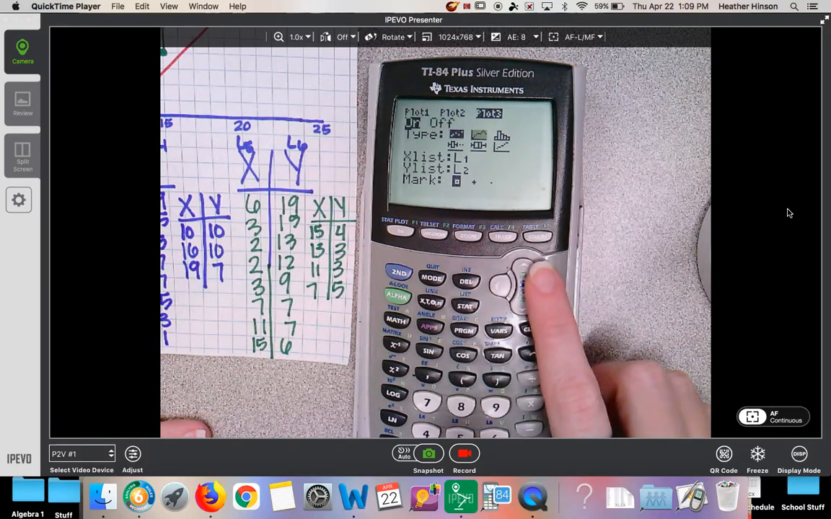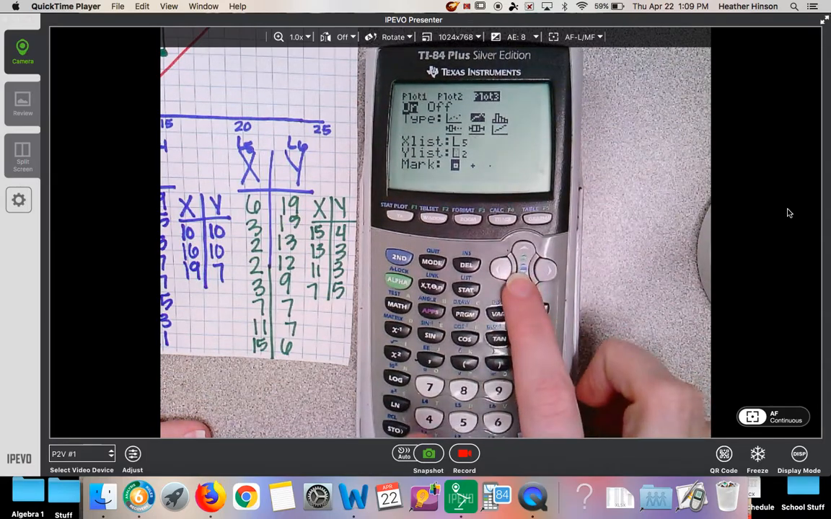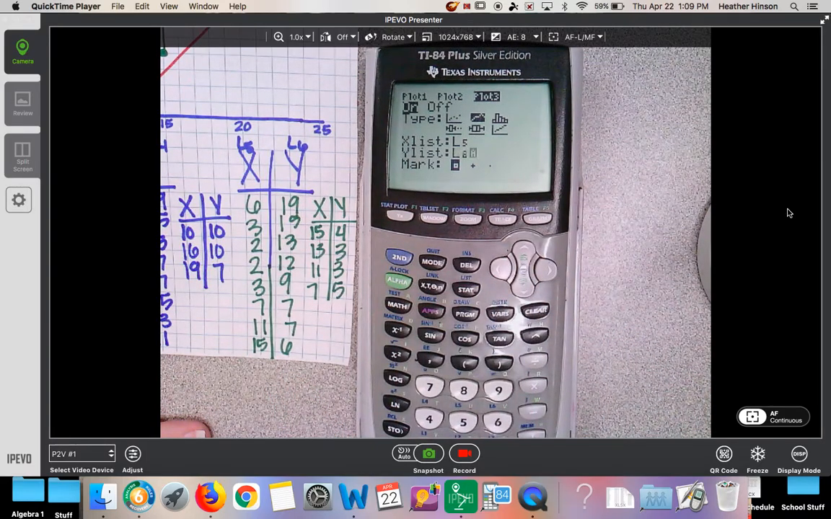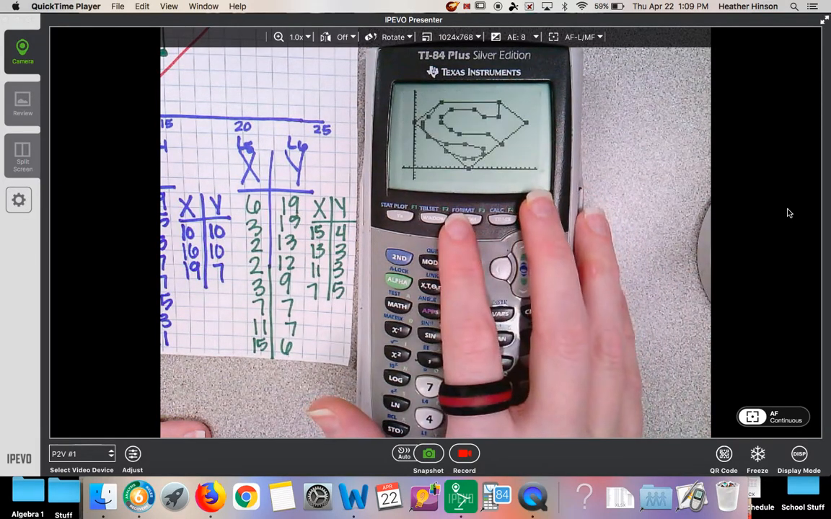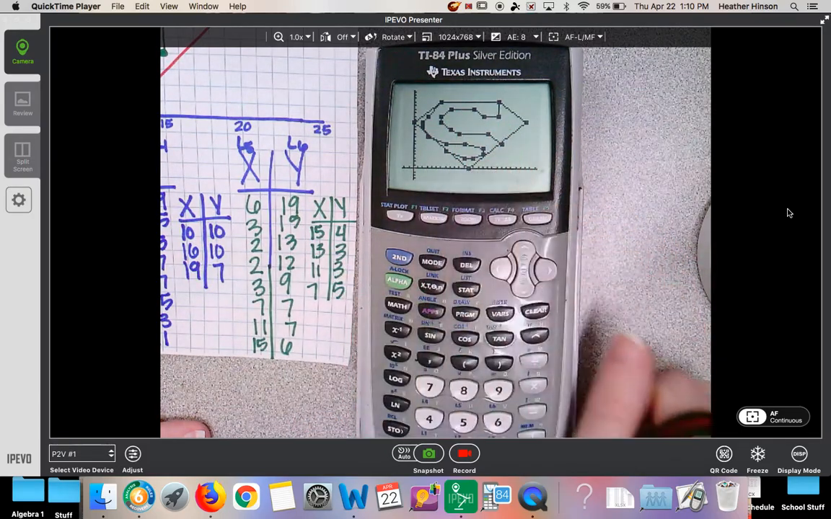I'm going to make it the line. And my X and Y lists are in L5 and L6. So I'm going to hit second, number 5, and second, number 6. And then when I graph it or hit Zoom 9, now I can see my full Superman symbol.